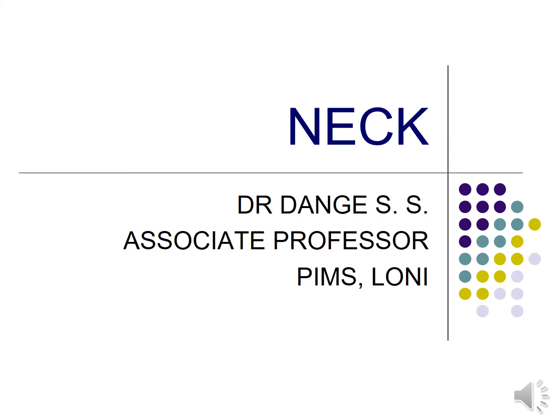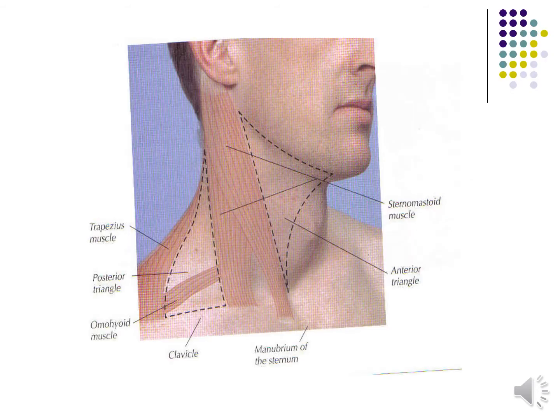Today we will see some anatomy of the neck and the neck swellings. The neck swellings. This is the gross anatomy of the neck. The sternocleidomastoid muscle has two heads. This is the sternal head, and the clavicular head is seen at the lower end. That is the sternocleidomastoid muscle.